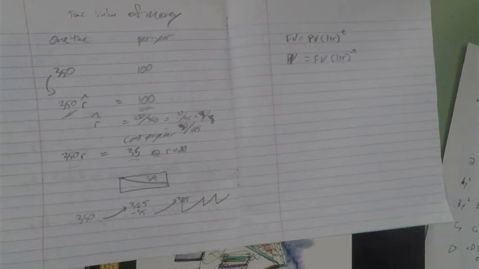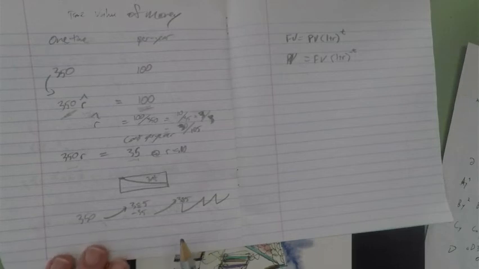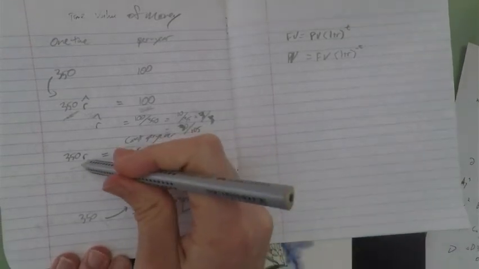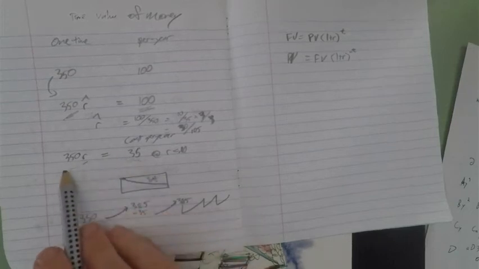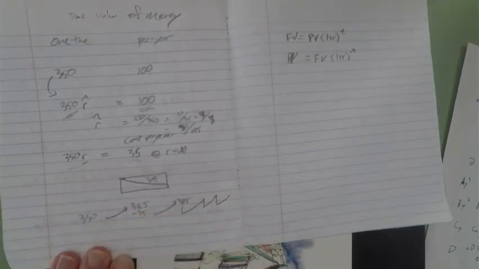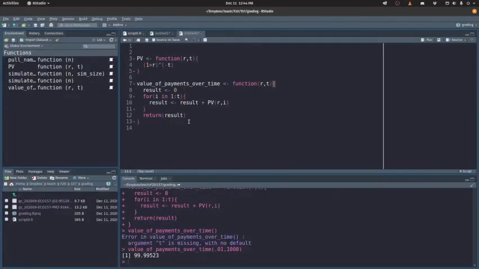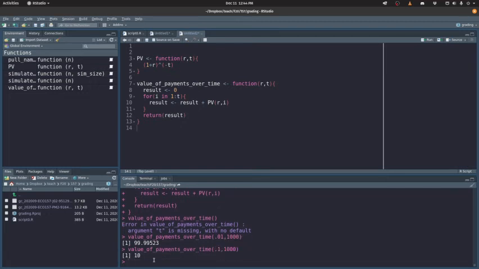So as long as the financial system hasn't broken down entirely, such a contract is possible. And that would tell us that at 10% interest, a payment of $35 a year forever is worth $350. Now, let's go back to R and ask about what that looks like over here. So here we want to think about value of payments over time. We're going to fiddle around with R to see what happens.